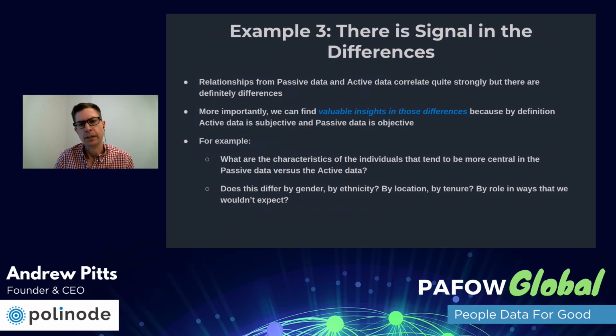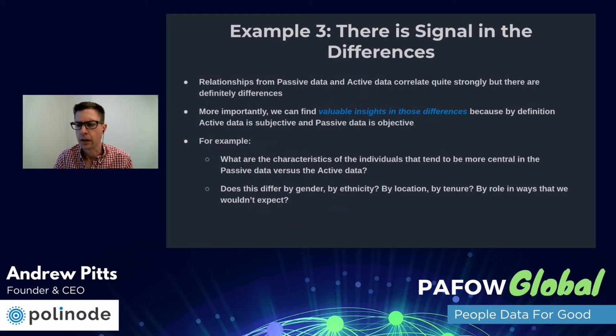The third example is, I want to make the point that there is signal in the differences. Relationships from passive data and active data typically correlate quite strongly, but there are definitely differences. But there are valuable insights in those differences because by definition, active data is subjective and passive data is objective. So it allows us to ask questions like, what are the characteristics of the individuals that tend to be more central in the passive data versus the active data?